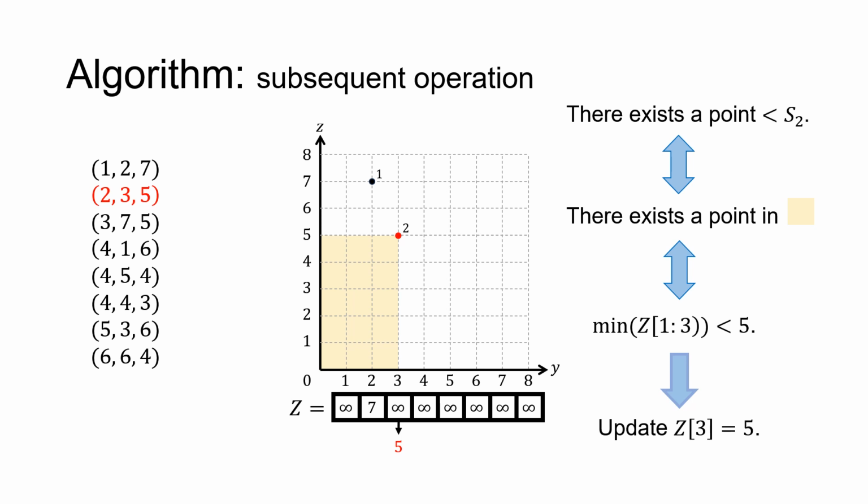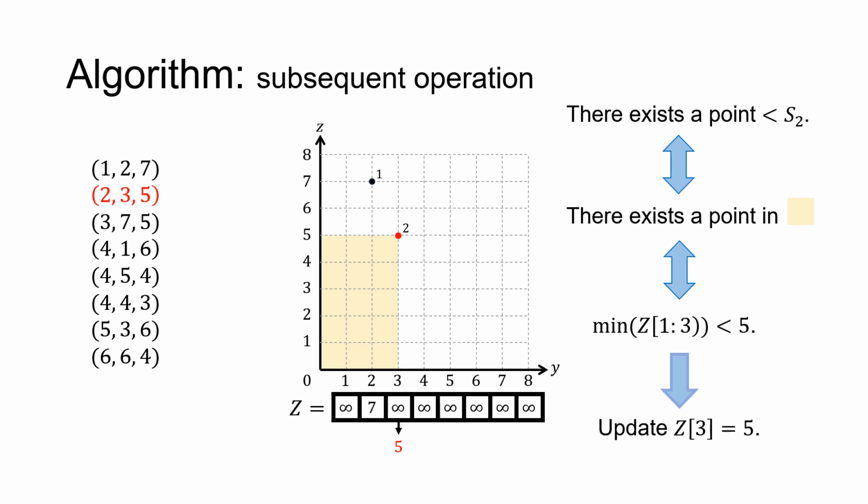If there is a point in the rectangle, its y-coordinate and z-coordinate are less than the corresponding coordinates of S2, respectively. Interestingly, its x-coordinate is also less than the x-coordinate of S2. Since we sorted S in ascending order of x, the coordinates of points added before S2 always are less than the x-coordinate of S2. Hence, now, we want to know if there exists a point in the yellow rectangle.